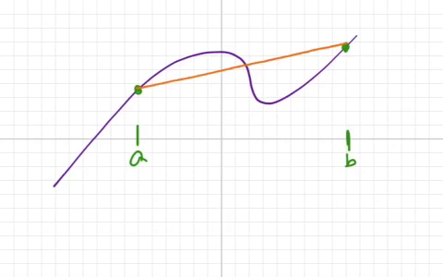So if I look over here on this graph of this function, which happens to be continuous on the closed interval [a,b] and differentiable on the open interval (a,b), that right-hand side, the quantity f of b minus f of a over the quantity b minus a, represents the slope of this orange secant line connecting the points (a, f of a) and (b, f of b).